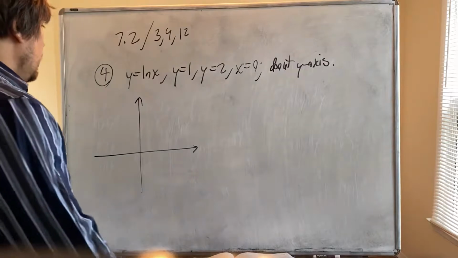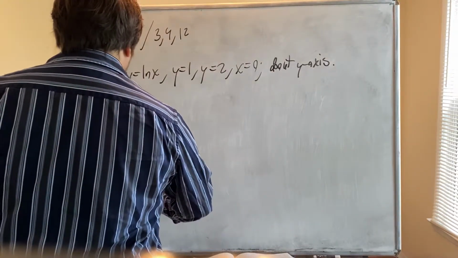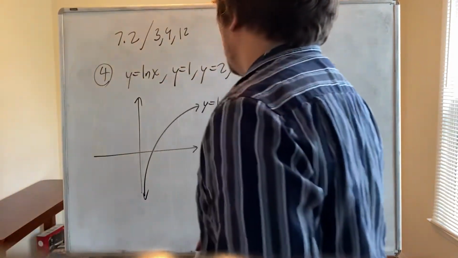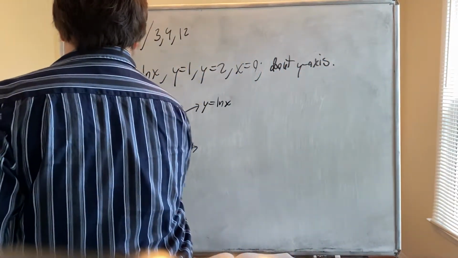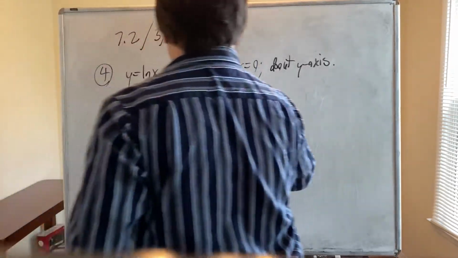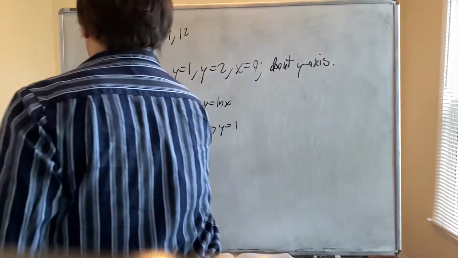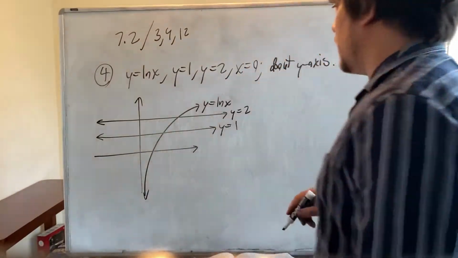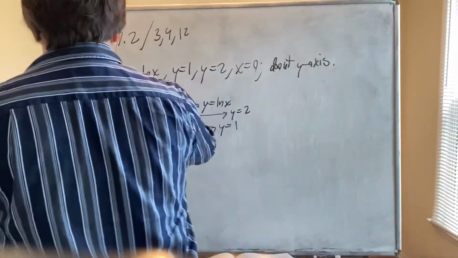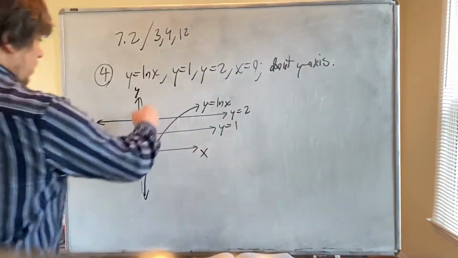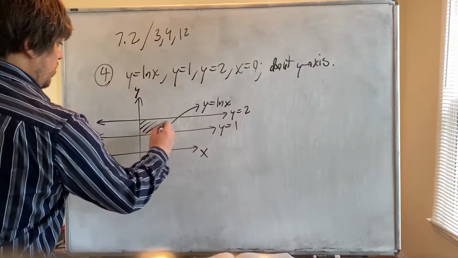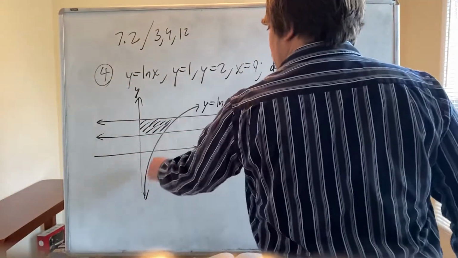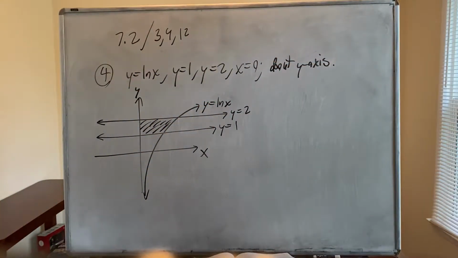about the y-axis. So y equals ln x looks like this. Y equals 1 is there. That's y equals 1. Y equals 2 is here. That's y equals 2. Okay, and x equals 0 is the y-axis. That's x equals 0. And so this is the region bounded by those curves. Okay, y equals 1, y equals 2, x equals 0, and y equals ln x. So that shaded region is what's bounded.